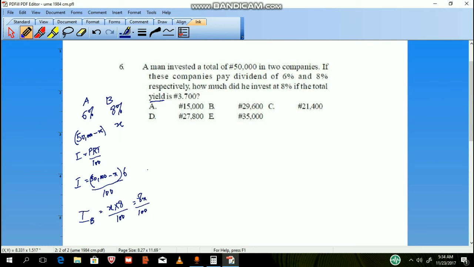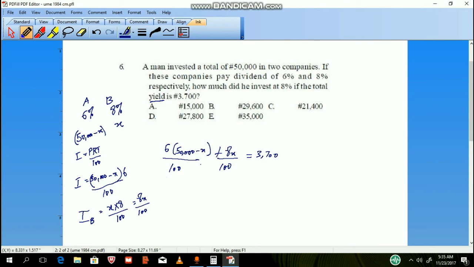Now, how do we go further here? We go further from the statement that the total yield is 3,700. Total yield means the total interest. The interest from here plus the interest from here should give us 3,700. So that implies that we should have 6 bracket 50,000 minus X over 100 plus 8x over 100 should be equal to 3,700. If we solve this, we should find the value of x, and that should be our answer.